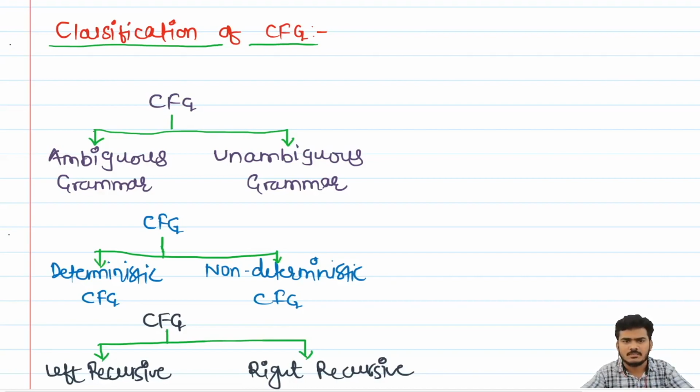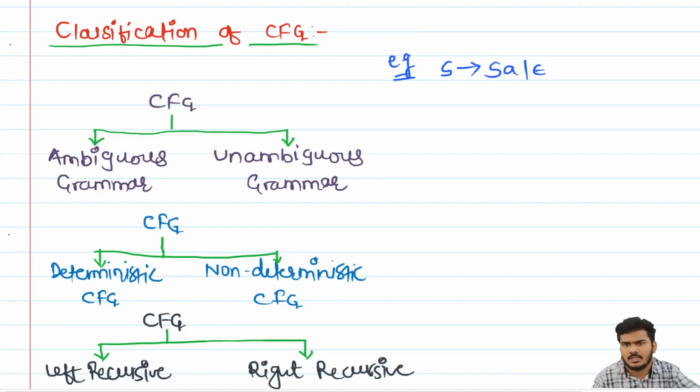Next, a CFG is again divided into two parts, that is left recursive and right recursive. Let's see what left recursive and right recursive grammar mean. A production of the grammar is said to have a left recursion if the variable on the left side is present at the leftmost position on the RHS. I will write an example so that it will be clear. The example for left recursion is S produces S A and epsilon.